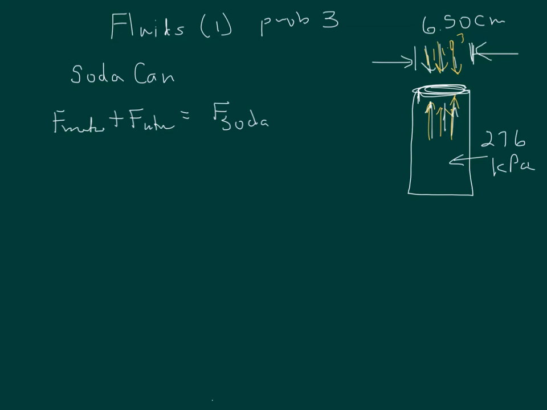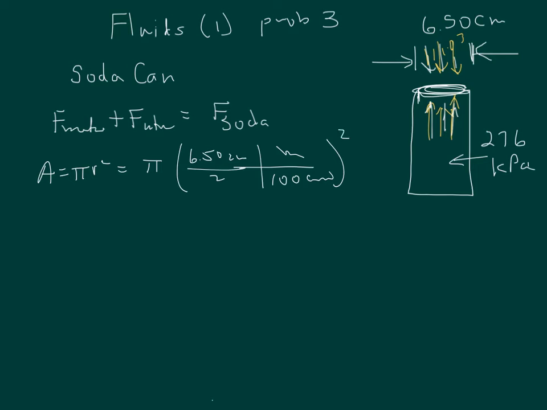Let's first calculate the area of the top of the can. The area is pi r squared, which is pi. I need the radius, which is 6.50 centimeters divided by 2, but I really need that in meters to get to the SI system, so I have 100 centimeters in a meter, and that entire quantity needs to be squared. That area would then calculate to be 3.32 times 10 to the minus 3 square meters.